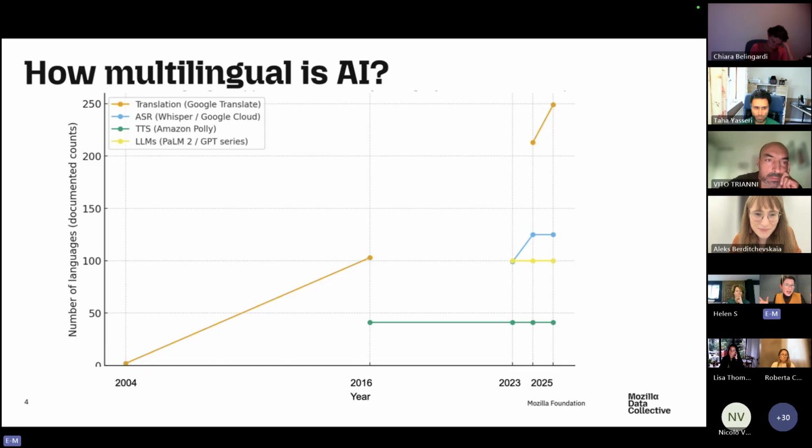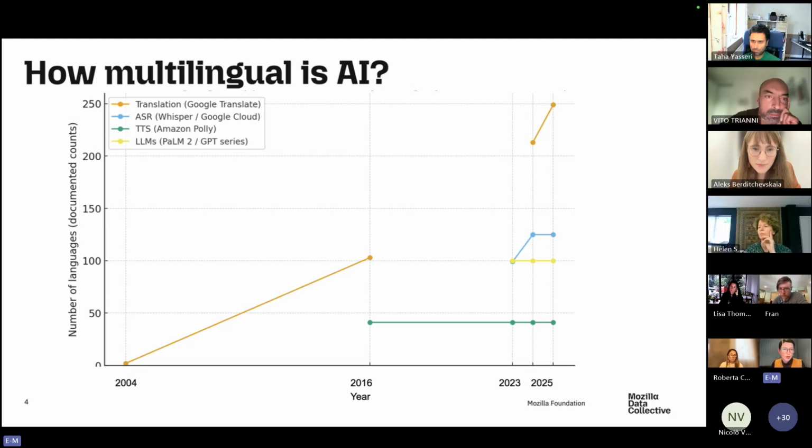So people sometimes ask how multilingual is AI, and the answer is that it slightly depends on which types of models we're talking about. So translation is often the one that people would have gone to first when thinking about language technologies. And that's probably anywhere up to 100 or so translation languages that are well supported within something like Google Translate. And you can see that's all the way back from 2004. More recently, we see ASR, TTS, which is text-to-speech, and LLMs, and you can see that we've got anywhere up to 250 languages being represented.